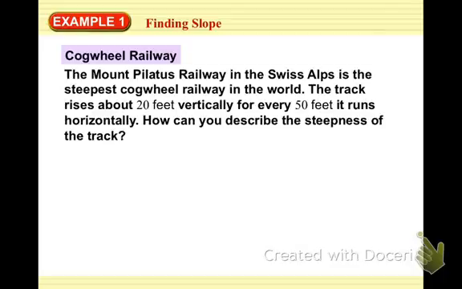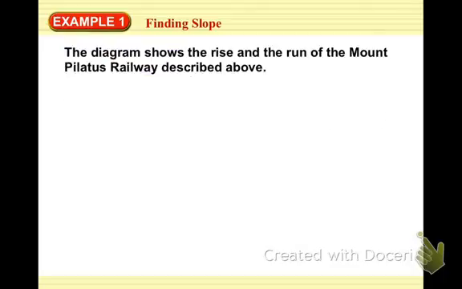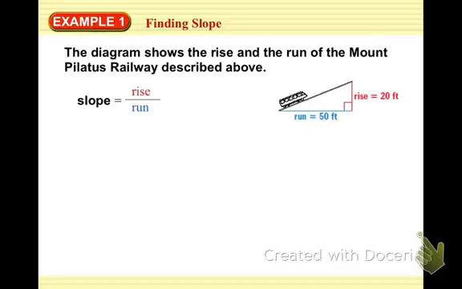So we're going to show a diagram. Right here. So for every 20 feet that it rises, it will run 50 feet horizontally. Okay, so it's the steepest one that we know. So we can describe that as a ratio of rise over run, and that is our slope, because slope describes the steepness of a line. It is also the rate of change.